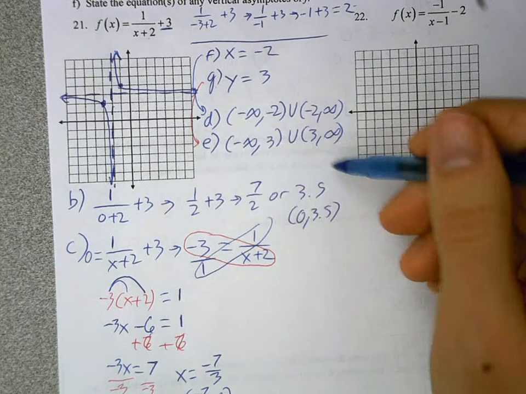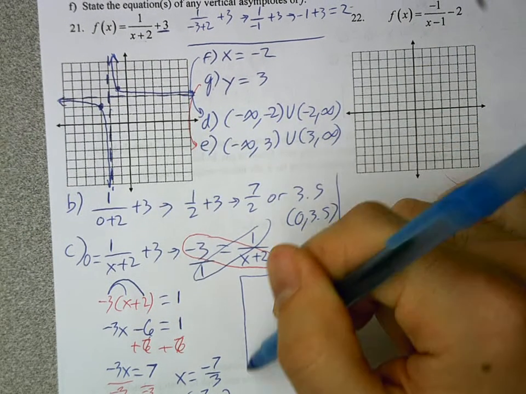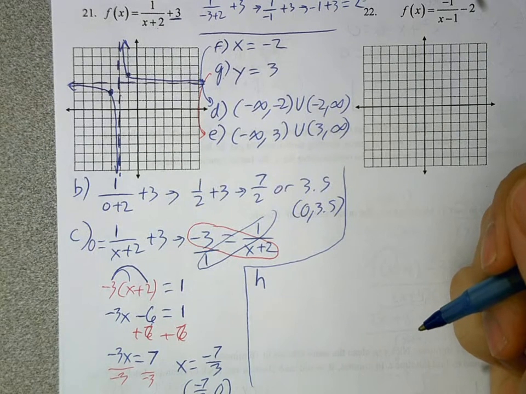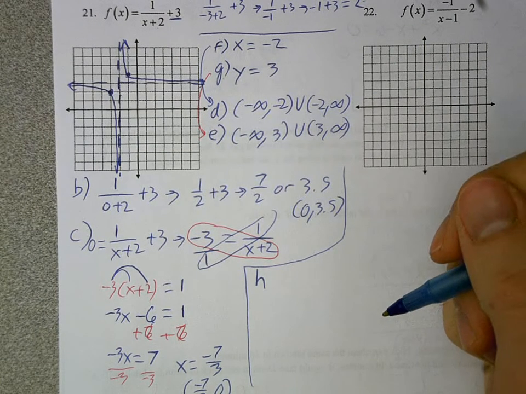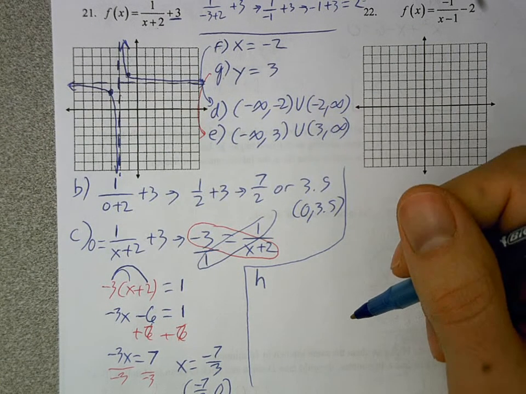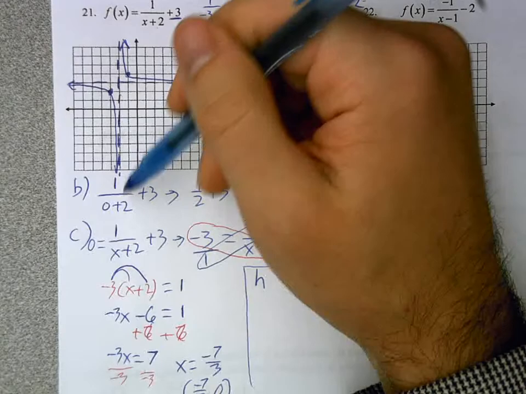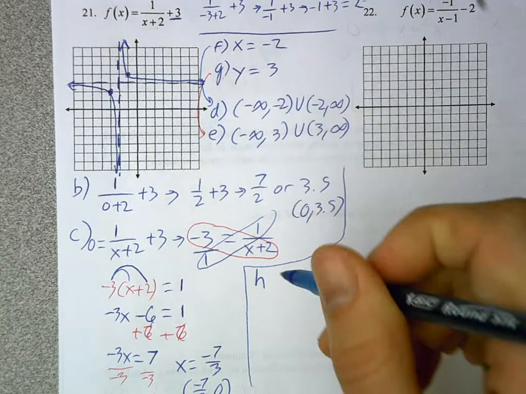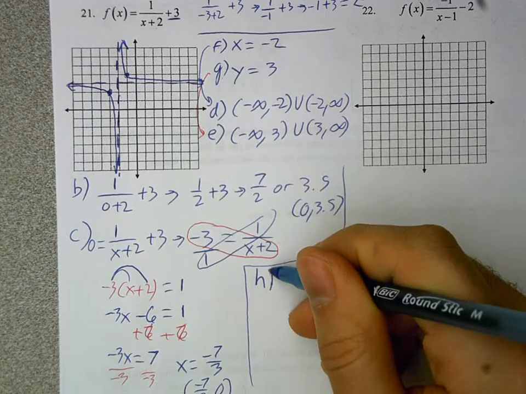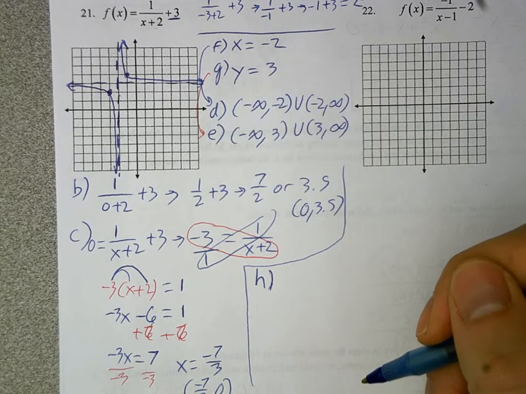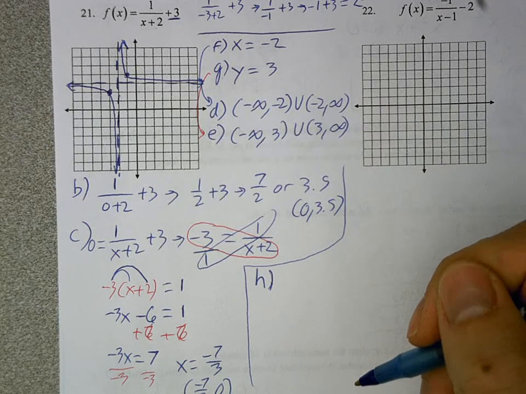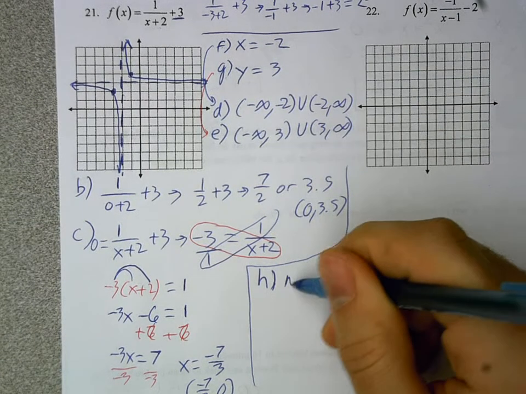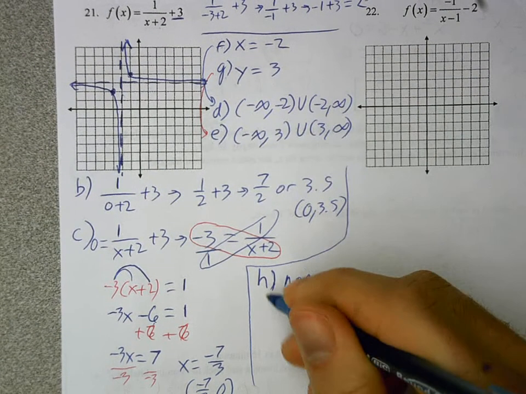Now let's skip down here, and let's talk about H. H is where it's increasing. This graph doesn't increase at all. If I'm reading it from left to right, it's going down, and then it breaks, and then it goes down again. So I'm going to put none. There is no increasing part.